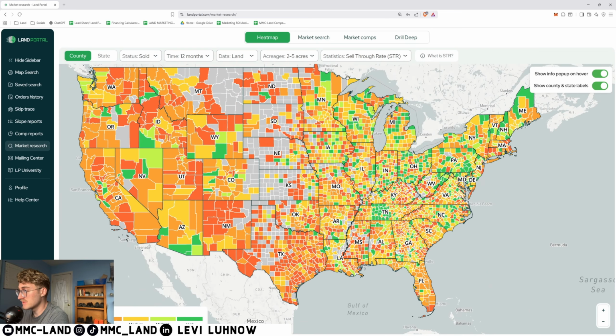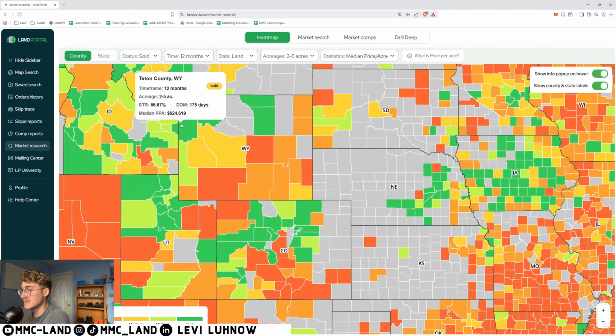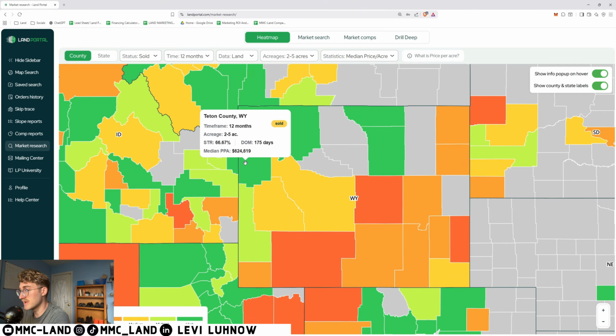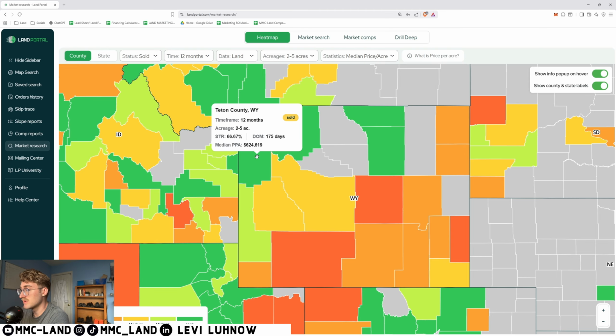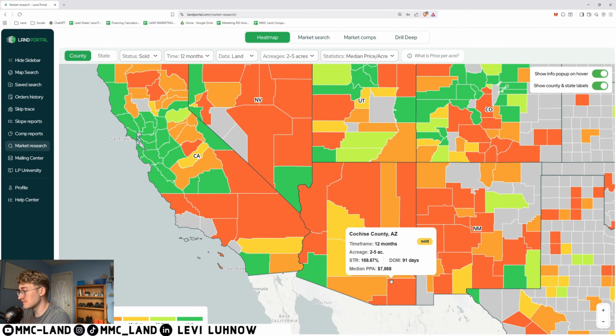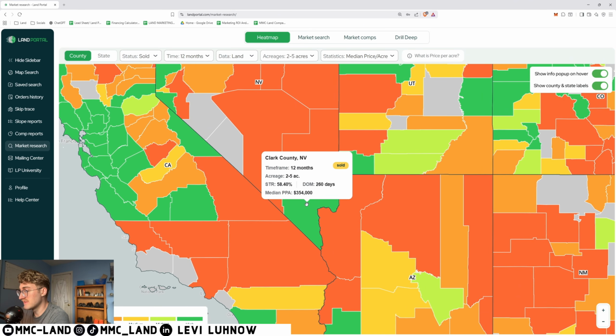There's a lot of other things we can talk about as well, like price per acre. If you're searching for rural properties, you can notice right away that Teton County, Wyoming, median price per acre, $624,000. So you probably don't want to buy here. It's probably a major city, right? And I know the same thing for Nevada, right? Like Clark County, this is where Las Vegas is. You don't want to buy here, $354,000.